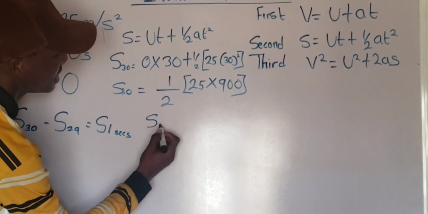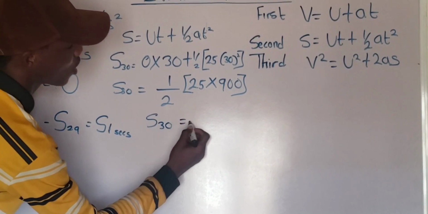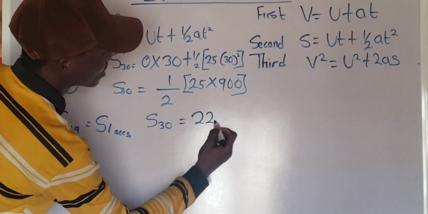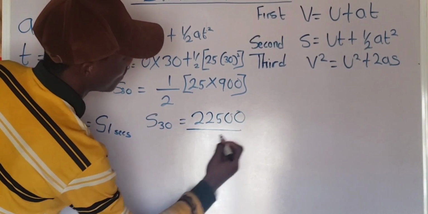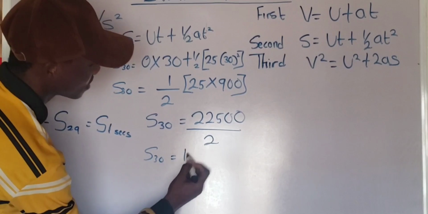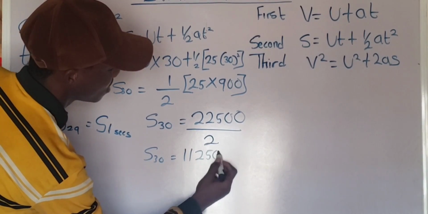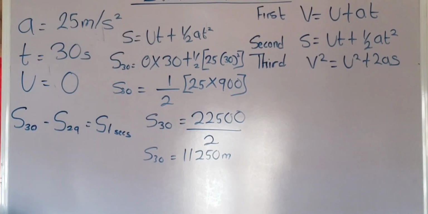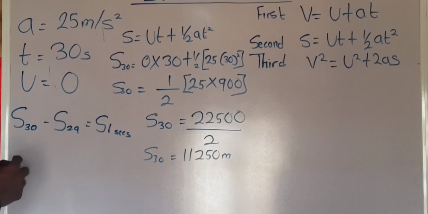So the distance that is covered in 30 seconds, S30, is equal to 22,500 all over 2, which is 11,250 meters. Okay, that's the distance that is covered in 30 seconds.